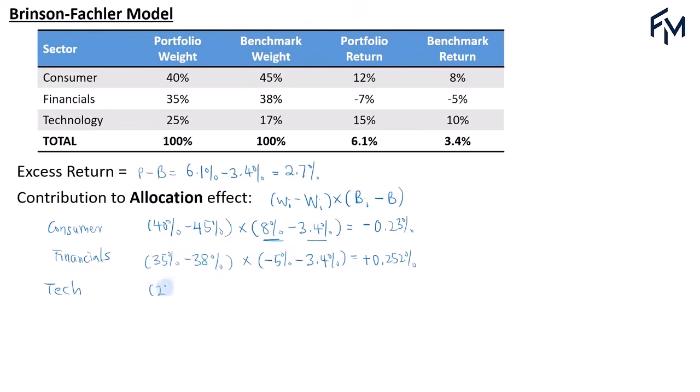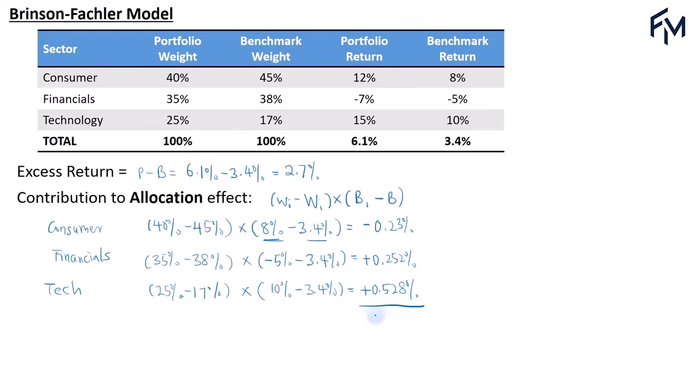And for tech, that would be 25% minus 17%. So the manager has overweighted technology, and in the benchmark, tech is earning 10% versus the overall benchmark 3.4%. So that will be positive 0.528%. That is a right decision because the technology sector is the best performing sector in the portfolio, and we are overweighting it. So the portfolio will perform better than the benchmark, assuming the portfolio holds the same securities as the benchmark.